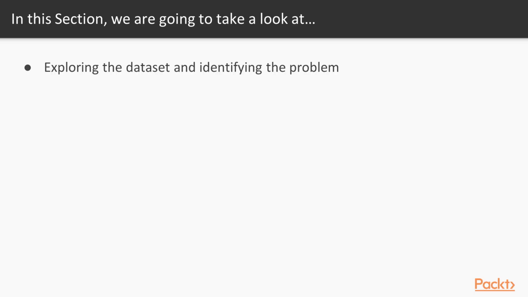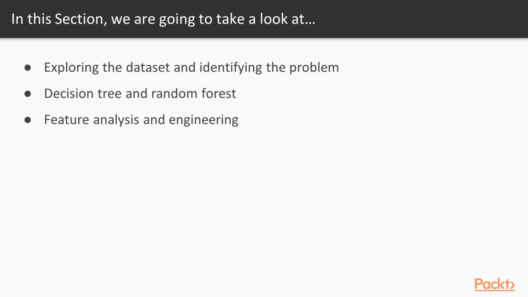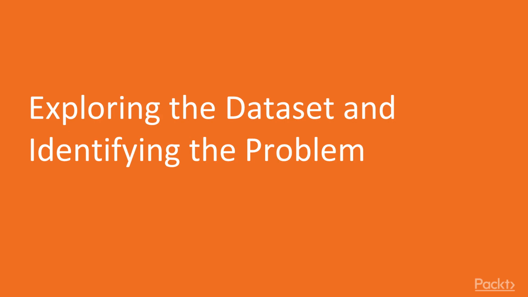In this section, apparently we are having a regression problem in front of us. So first we are going to explore the dataset and identify the problem. And then we are going to talk about the algorithms that we are going to use here, decision trees and random forest. And then we will see some feature analysis and some feature engineering, followed by the implementation of our solution and analyzing the results. So let's start from the first video of this section, exploring the dataset and identifying the problem.